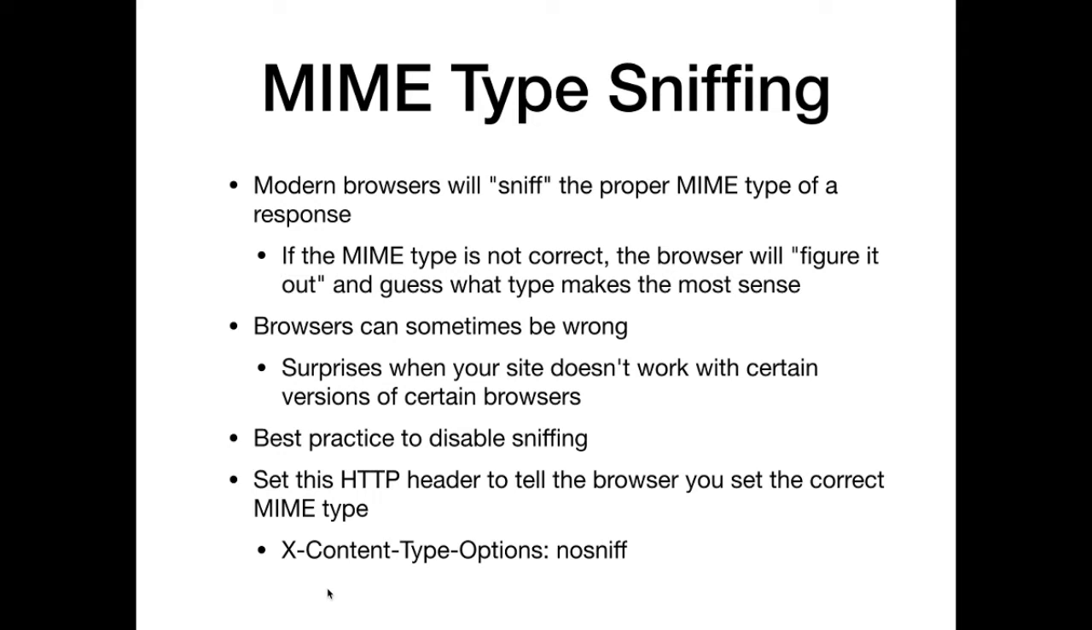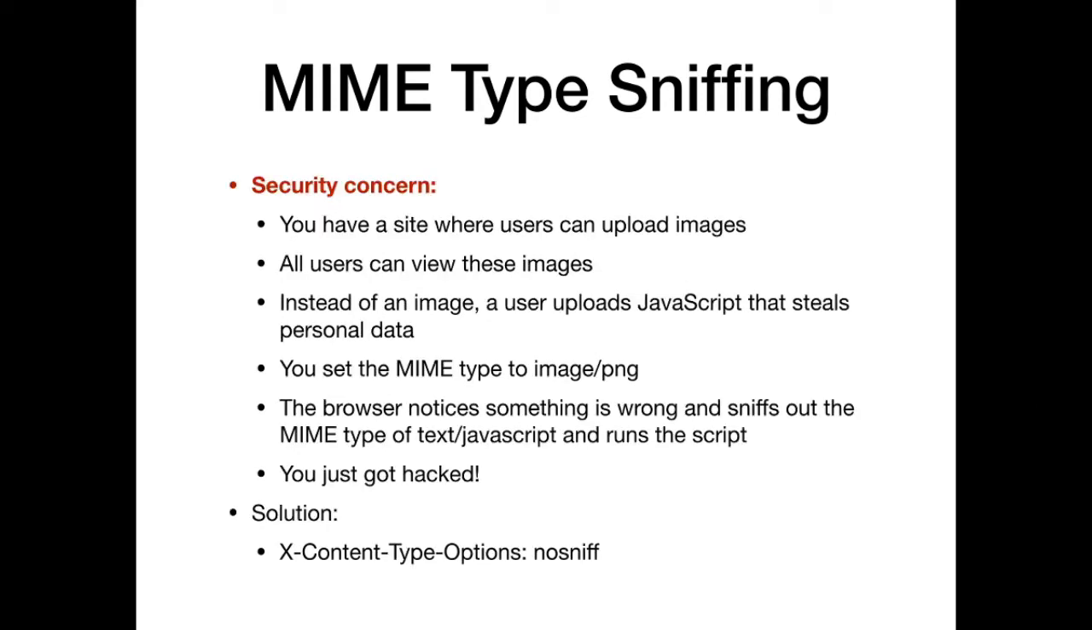If you don't think this MIME type is right, don't even bother, just don't render the file at all. Don't guess for me. So this is us saying we're confident in our MIME types, so don't sniff it out. So why would we want to do that? Let me give you a scenario.